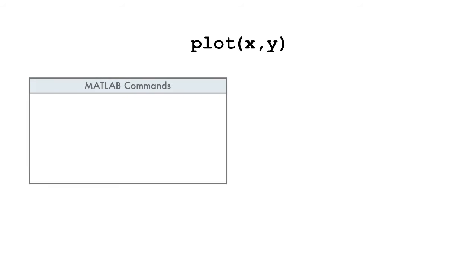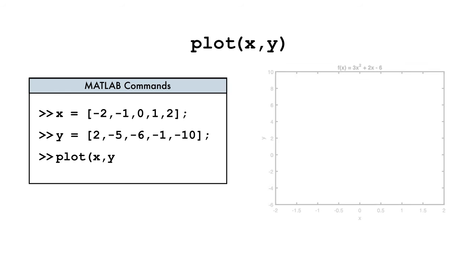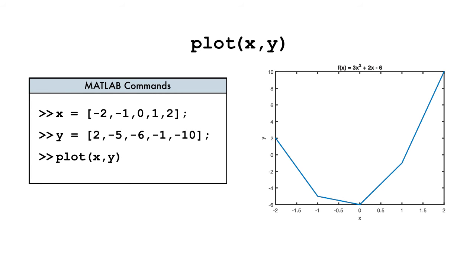Similarly, many functions accept multiple inputs. The plot function takes a vector of x values and a vector of y values and generates a line plot which connects all the points represented by the xy pairs.